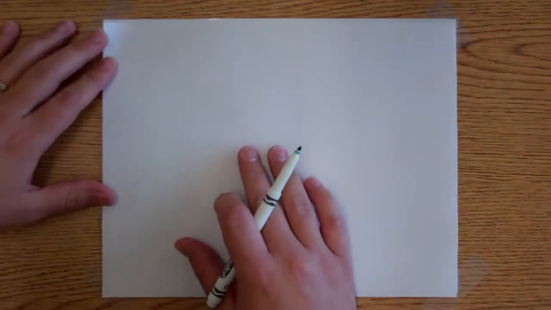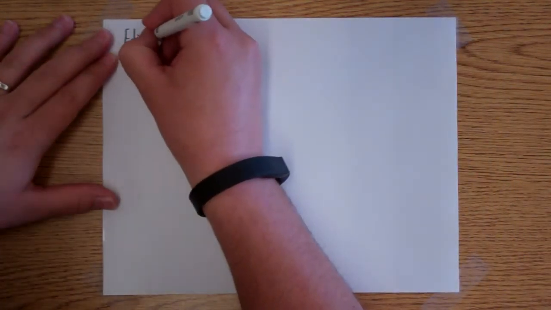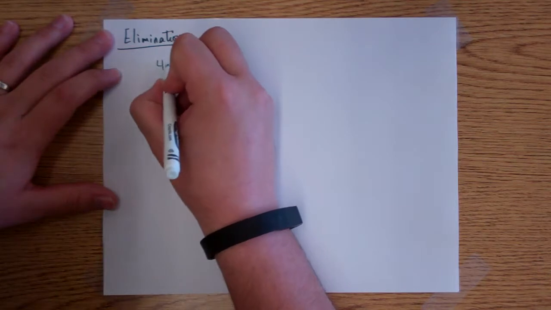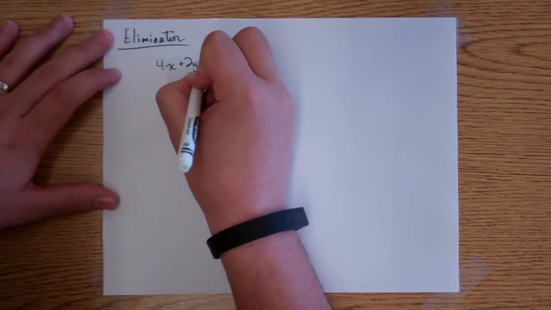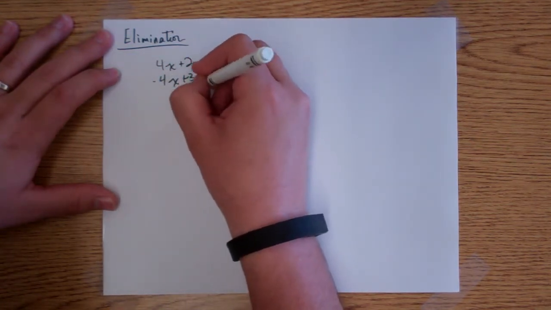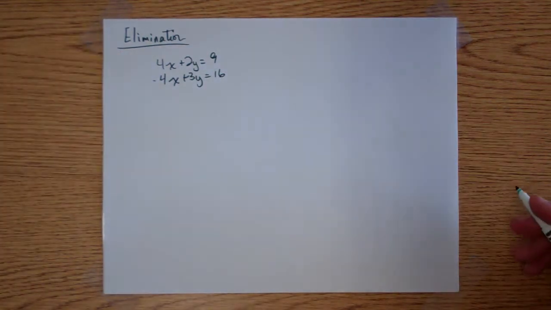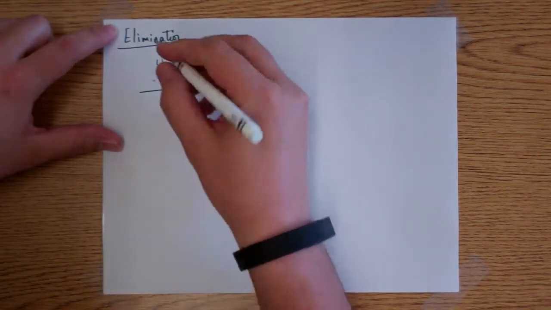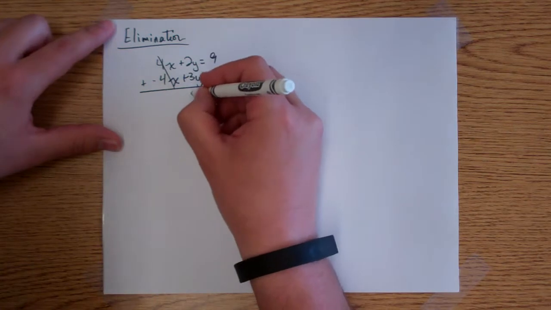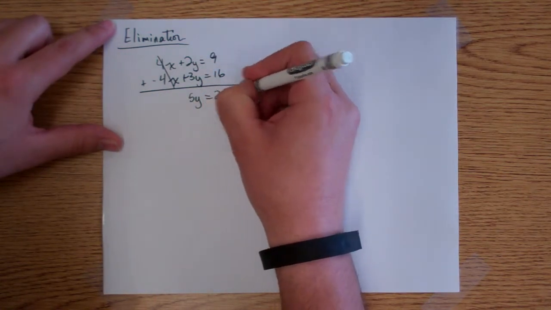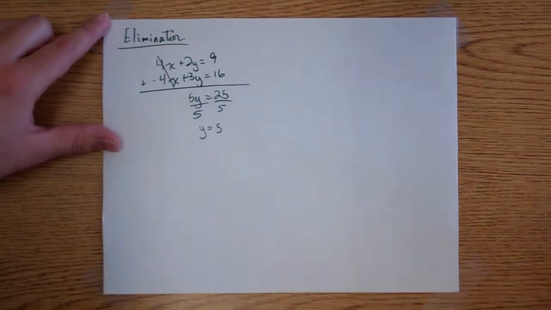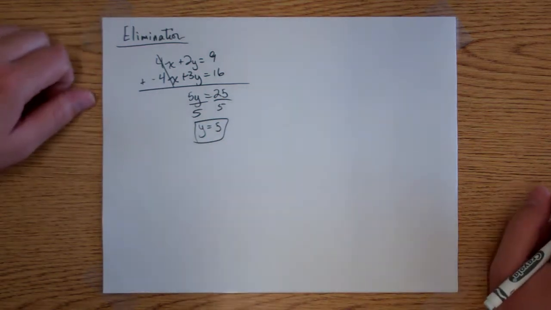Now let's look at elimination. You solve this how the name implies: you want to eliminate a variable. You see here that we have 4x and negative 4x. So if we add these together, they cancel out. This gives us 5y, and this gives us 25. Then of course divide both sides by 5. So y equals 5. Now we have our y value.